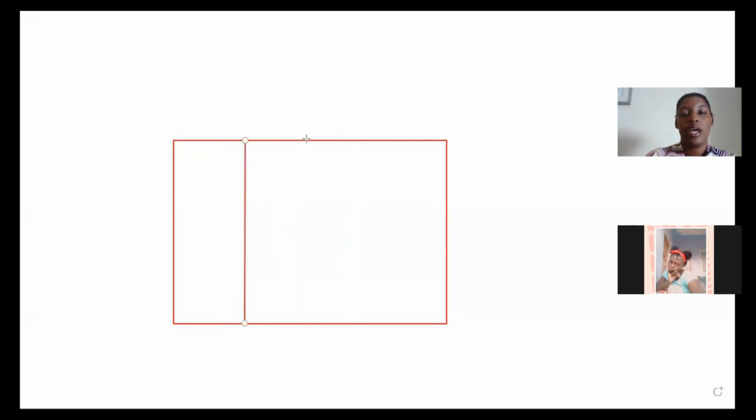and we're shading or highlighting one third. Can you respond in the chat? What is one third of 12? How do you know what is one third of 12? What are you doing to find one third of 12? And then you can share with me your answer. Head on over to the chat now and tell me what is 1/3 of 12.